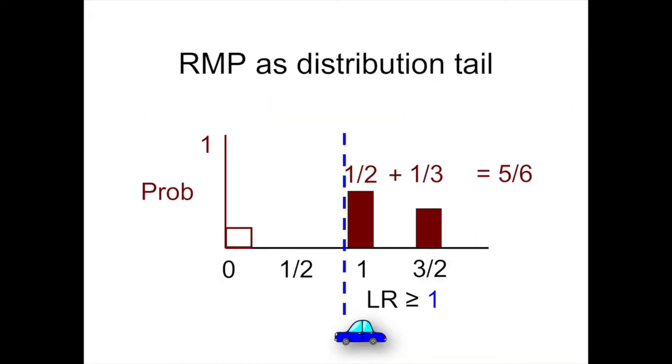Reducing it to a distribution, we have the same distribution of likelihood ratios on the x-axis and prior probabilities on the y-axis. It's the same bar graph, and now we're asking, what is the tail of the distribution greater than or equal to 1 on the x-axis? And here we have 1 and 3/2 as the likelihood ratios greater than or equal to 1. And the prior probabilities are a half and a third. We add them together. Instead of looking at the whole set, we collapse them onto a real line, and we get 5/6.